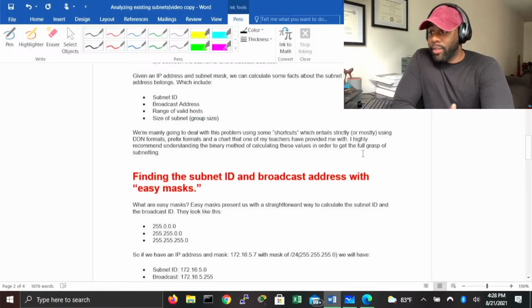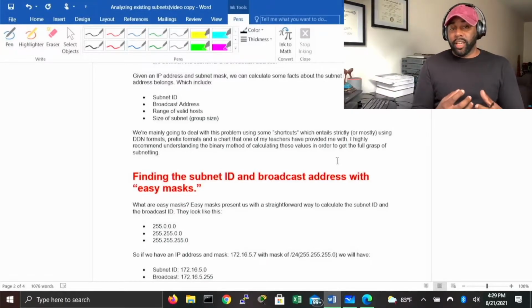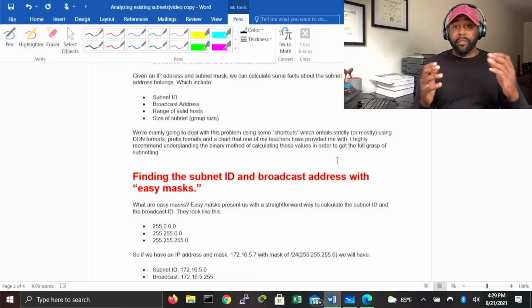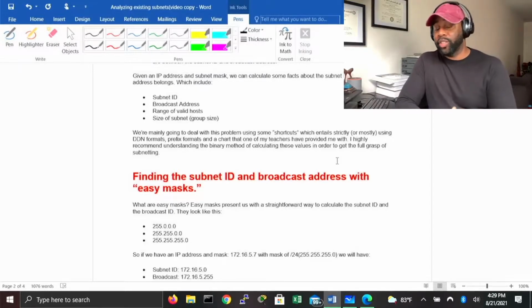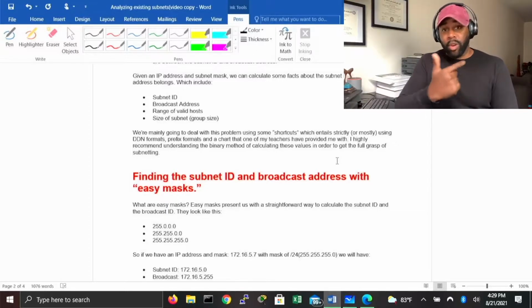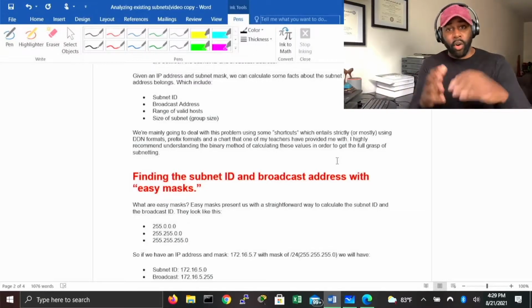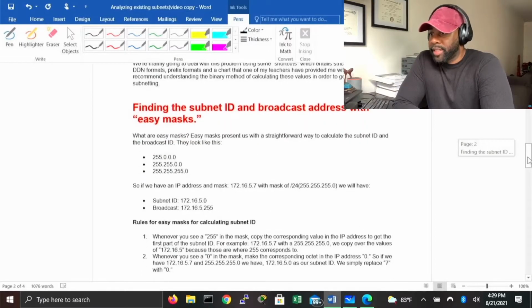Again, I highly recommend understanding the binary method of calculating these values, because that's where the magic is going to be revealed to you. Behind all of this DDN stuff, a lot of the secrets of subnetting are going to present themselves to you. So make sure you go back and read the binary method for how to calculate a subnet ID, broadcast address, and the range of hosts, and all of the questions that we're going to be answering using the DDN. So nice, we're getting into some of the fun stuff.